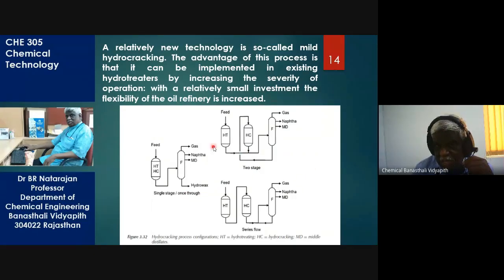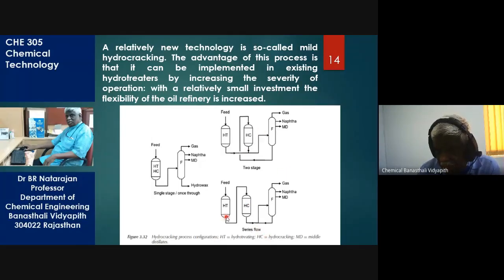In two stage, I have a hydrotreater, a hydrocracker separate, and a fractionator. Here both are integrated. So first I do hydrotreating, and then that goes for fractionation, and from the fractionator, the bottom product is brought for hydrocracking, and then that also goes for fractionation. Very interesting, right?